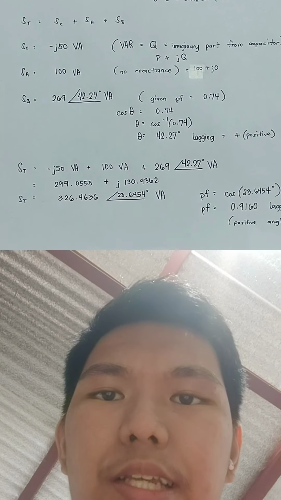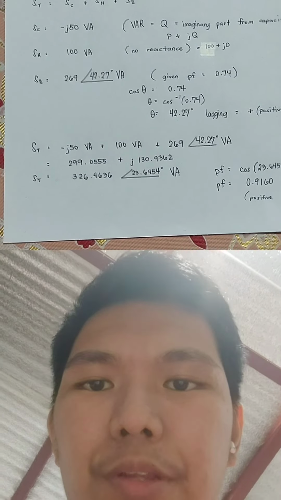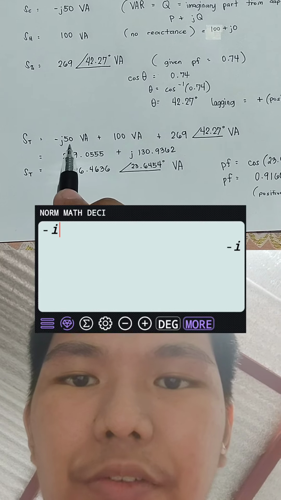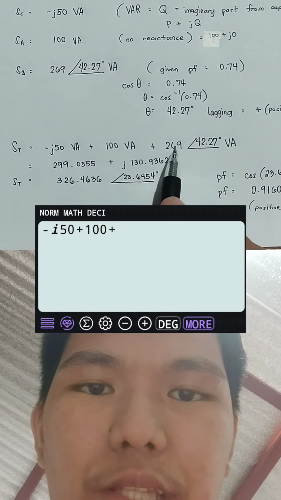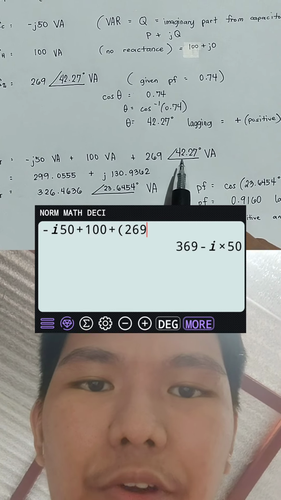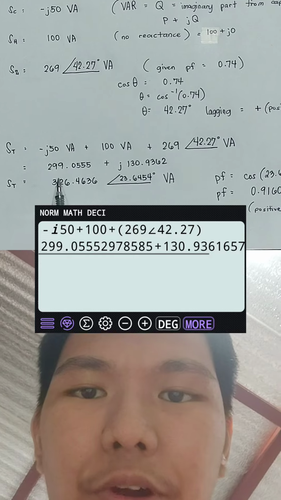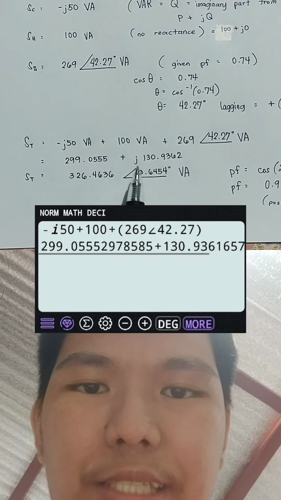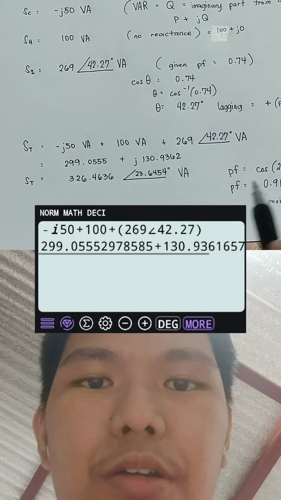Now we have the three complex powers. We will add them up. The total complex power is now equal to negative j50 VA plus 100 VA plus 269 angle 42.27 volt-amperes. The rectangular form is 299.0555 plus j130.9362 VA.